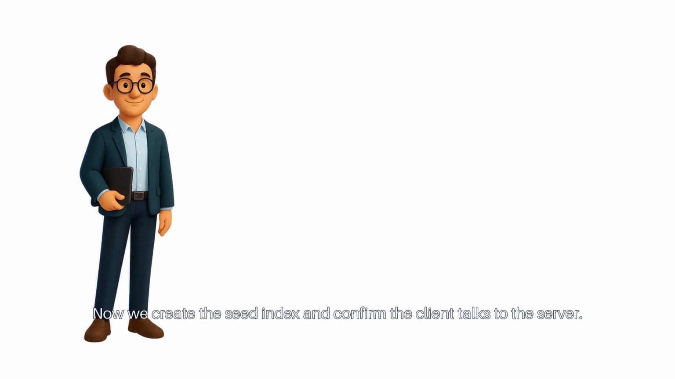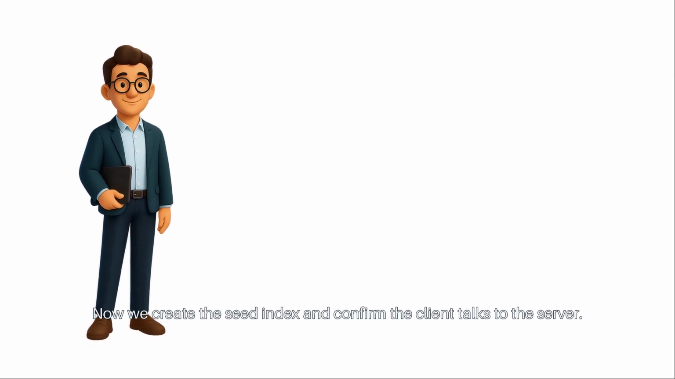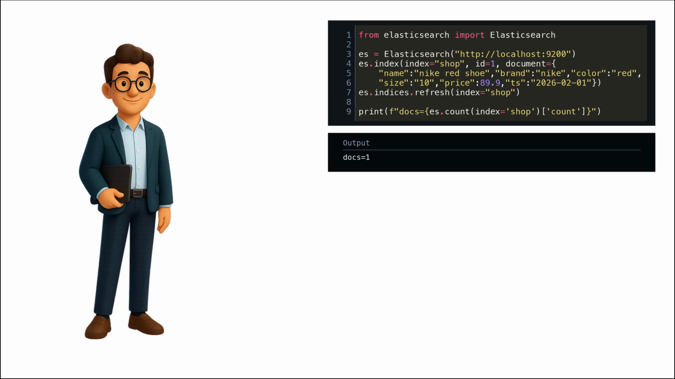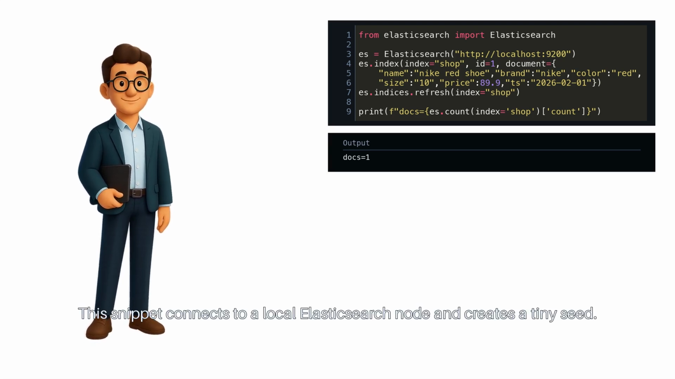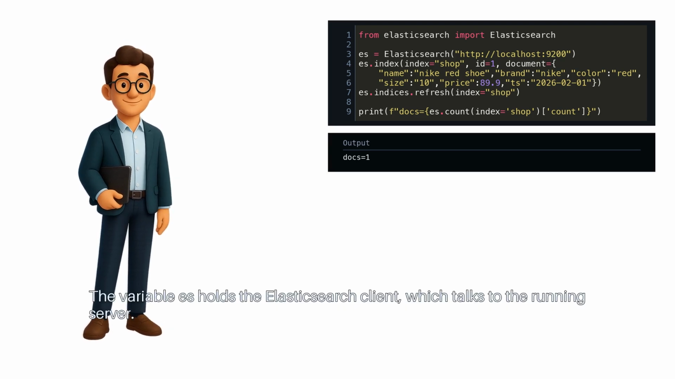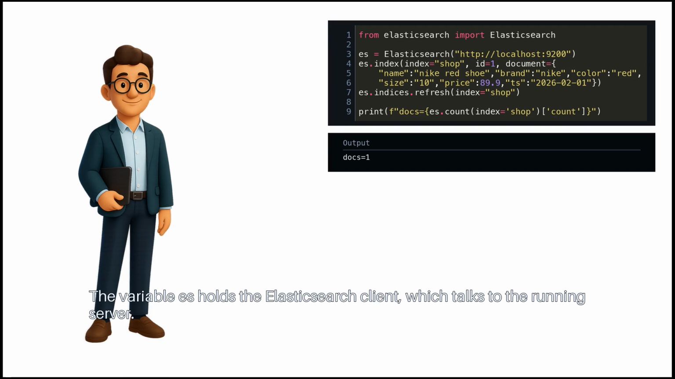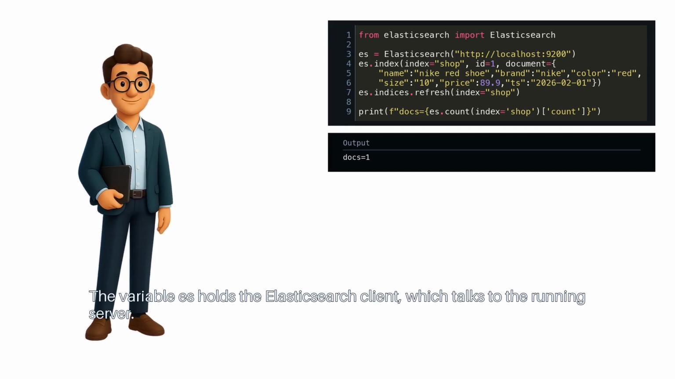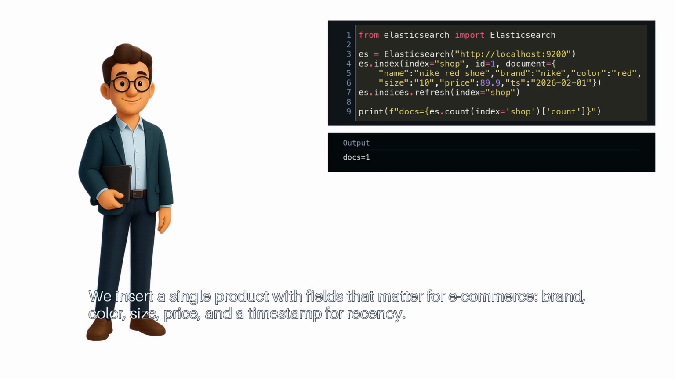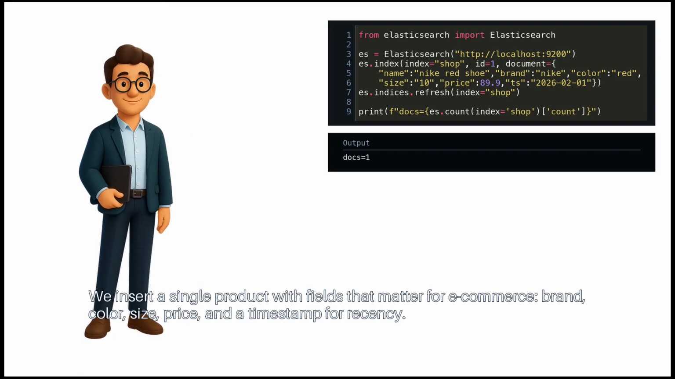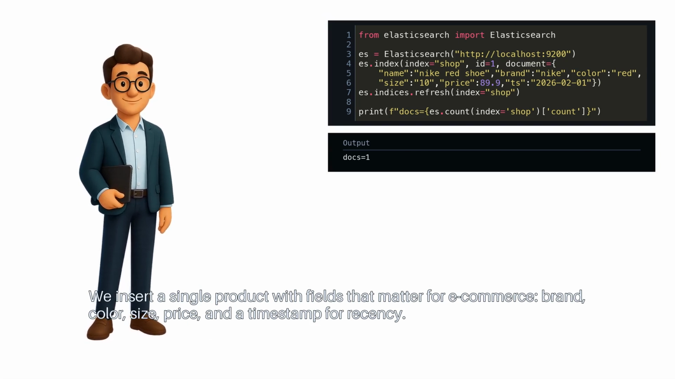Now we create the seed index and confirm the client talks to the server. This snippet connects to a local Elasticsearch node and creates a tiny seed. The variable ES holds the Elasticsearch client, which talks to the running server. We insert a single product with fields that matter for e-commerce: brand, color, size, price, and a timestamp for recency.